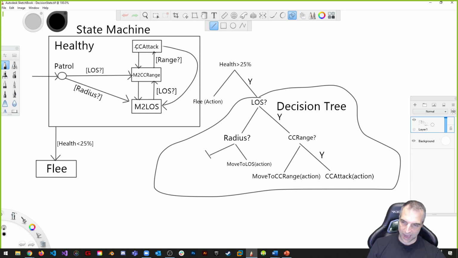Okay, but I can go from attack to I've lost line of sight. I can lose line of sight, and I can be out of range. So these 2 things, I can move from here to here, from here to here. So again, I can refactor this drawing and draw it differently. All right, and the same thing goes with here.